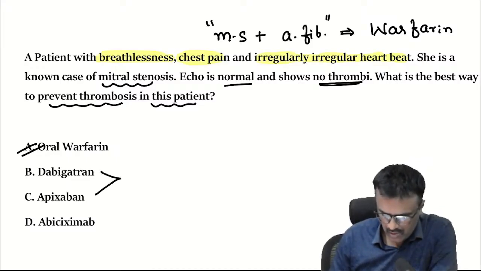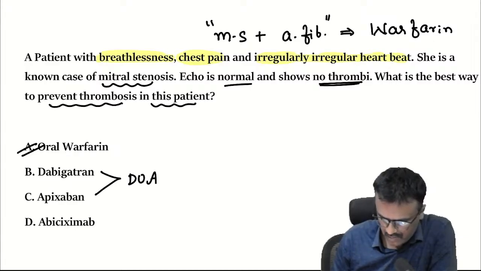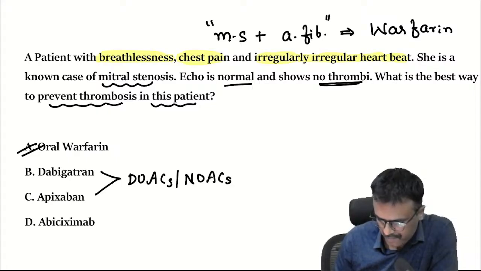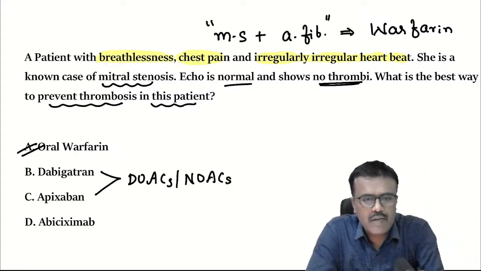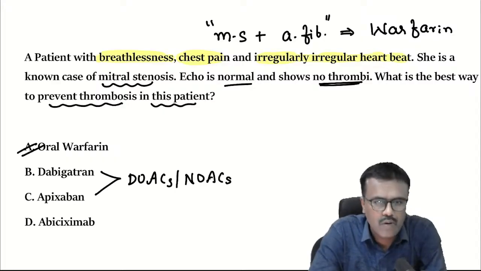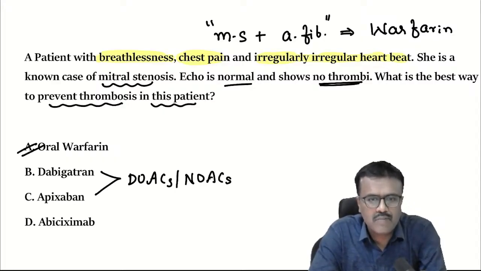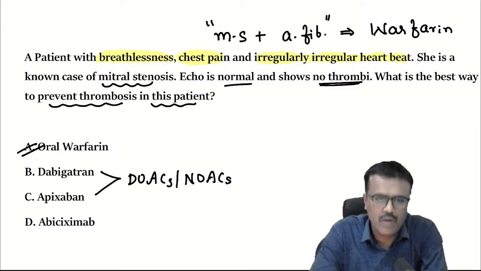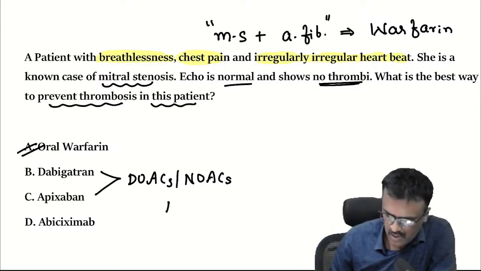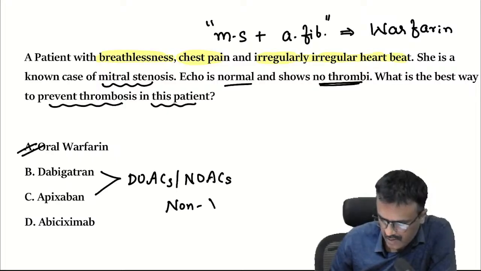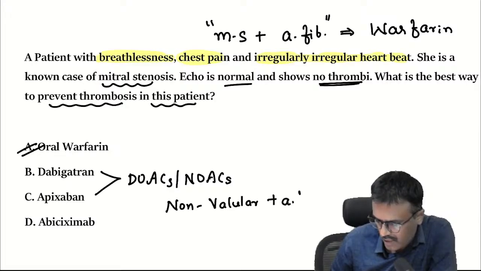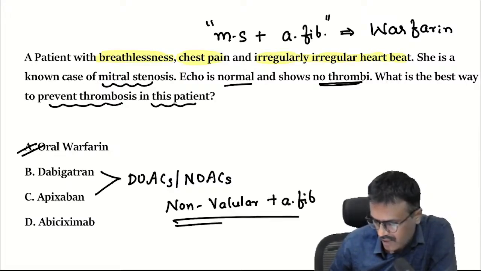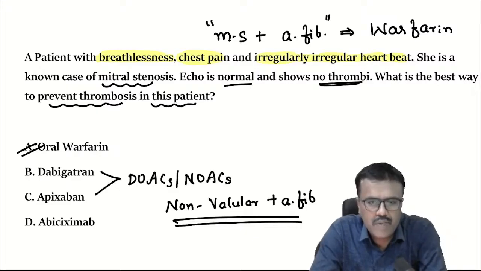What about these 2 drugs, dabigatran and apixaban? These are called DOACs, or NOACs. DOAC stands for directly acting oral anticoagulants. NOACs means novel oral anticoagulants. These are used in non-valvular heart disease with atrial fibrillation. Then I can give dabigatran or apixaban.